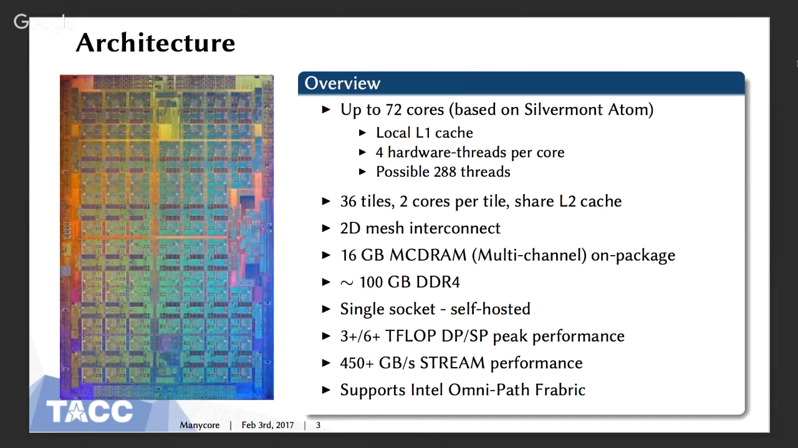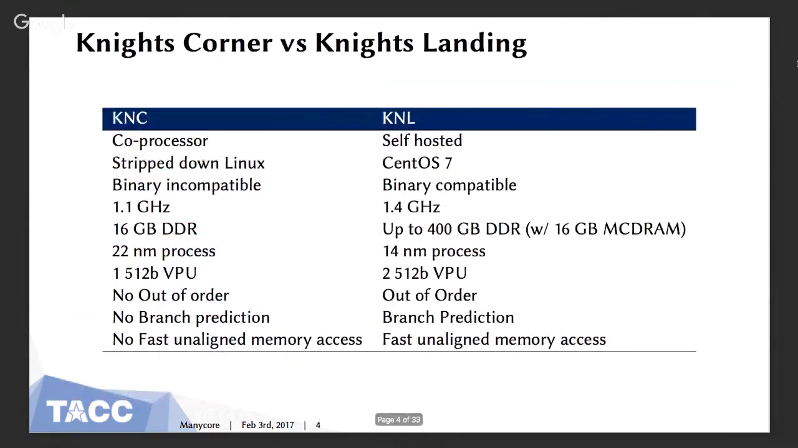This fast RAM, called multi-channel RAM or MCDRAM, is 16 gigabytes. The nodes have 100 gigabytes of DDR. DDR is just regular old DRAM. Single socket, like we just computed, has 3 teraflops of double precision performance. It's able to get a really great memory bandwidth out of this MCDRAM, 450 gigabytes per second. And it supports Intel OmniPath Fabric, but we won't be talking about that much today.